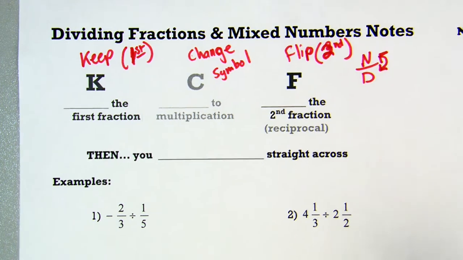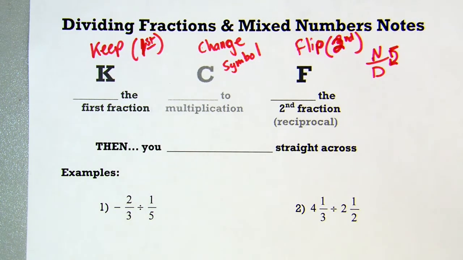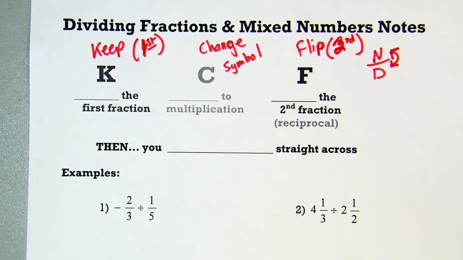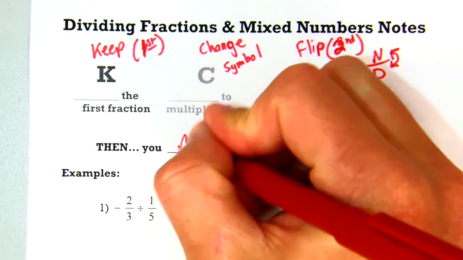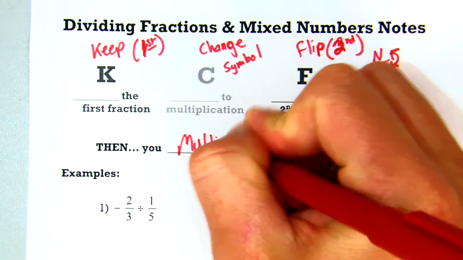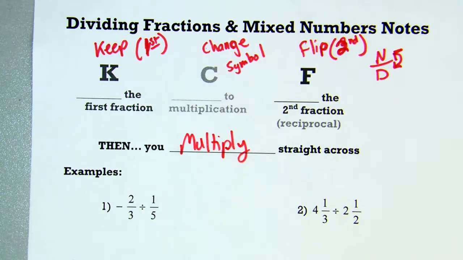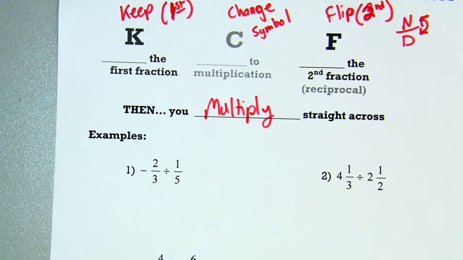Okay. Alright, and then after we've done that, now that we have a multiplication sentence with two fractions, we're going to go ahead and just multiply straight across, just like we do with our regular multiplication rules. Okay? Alright, so let's go ahead and try a couple for an example here.